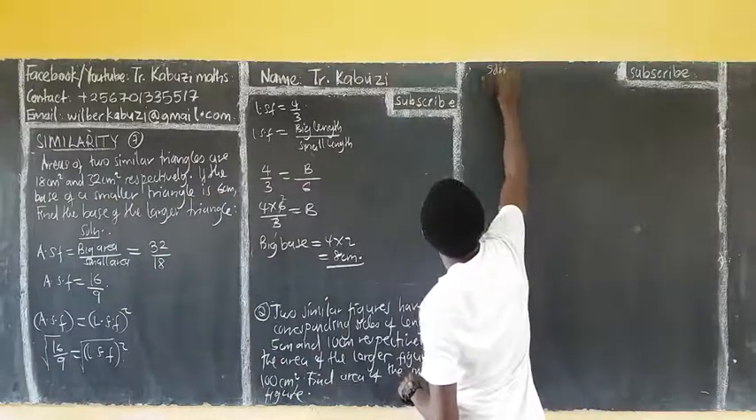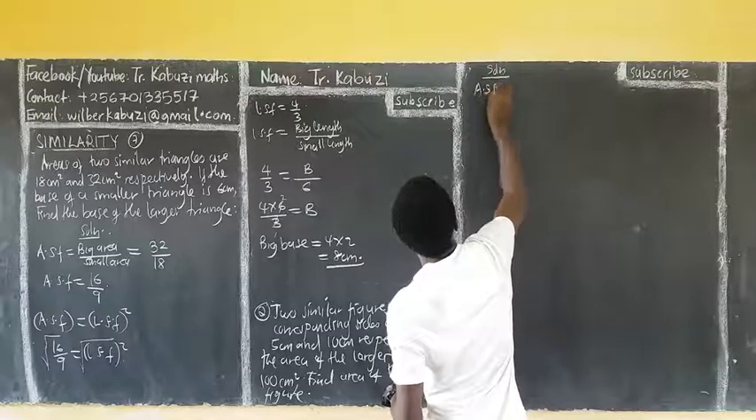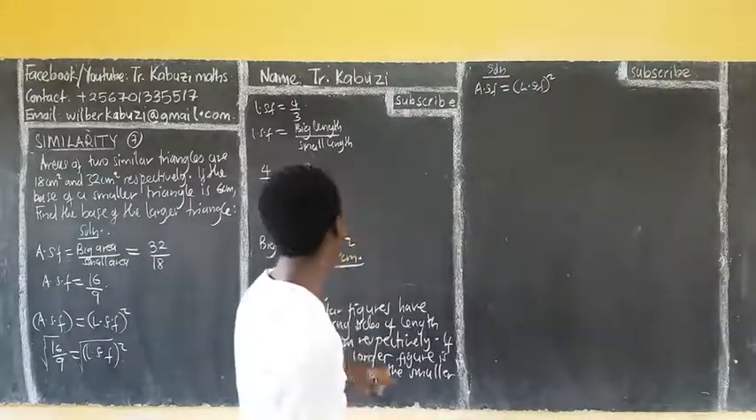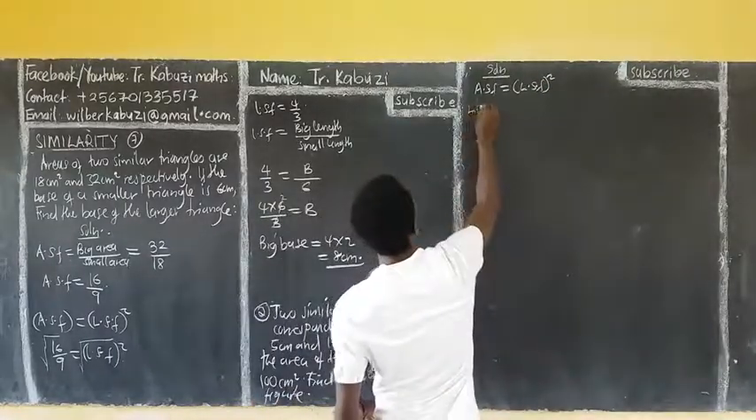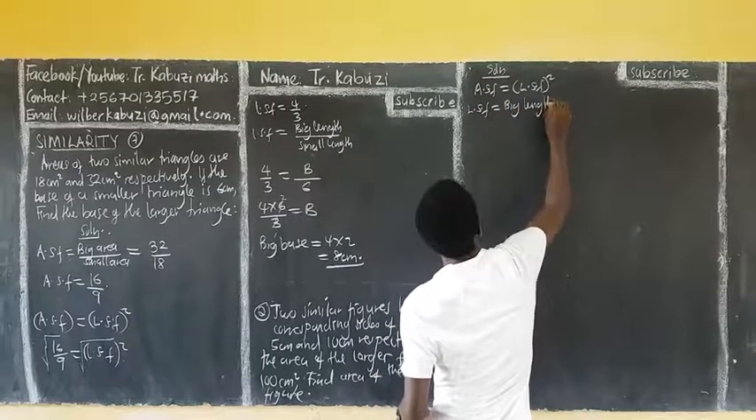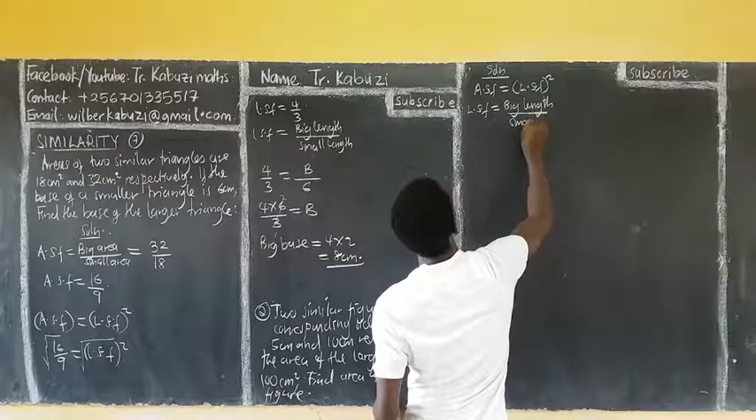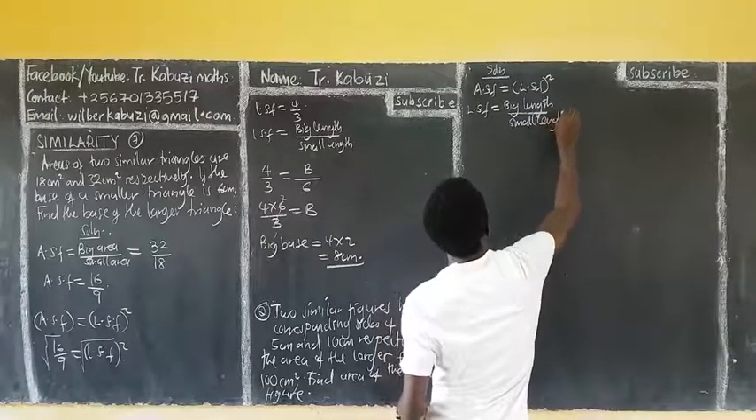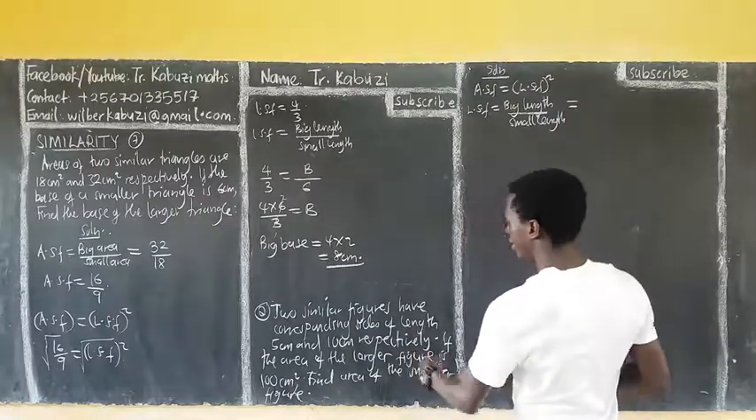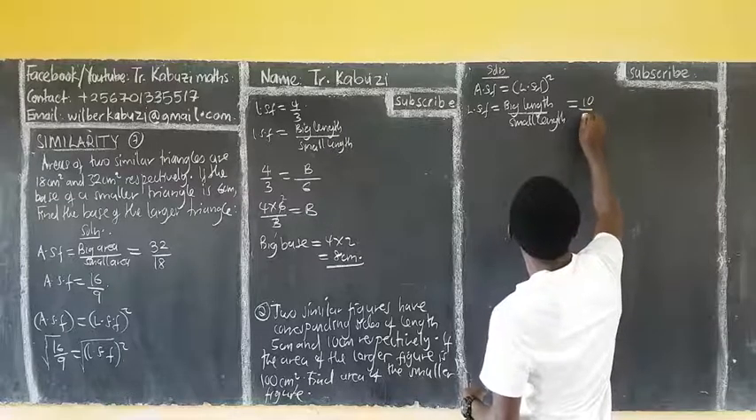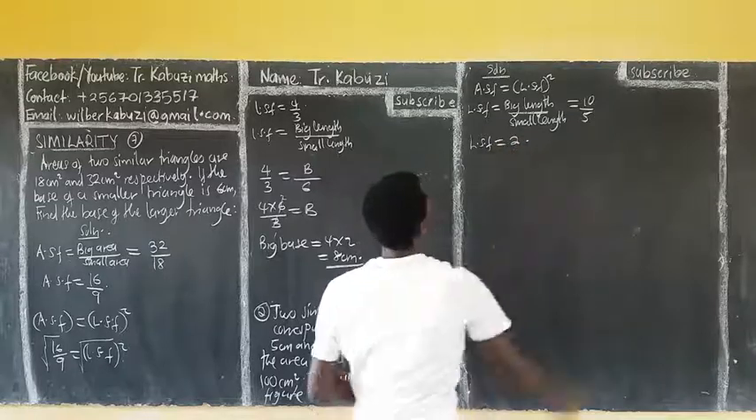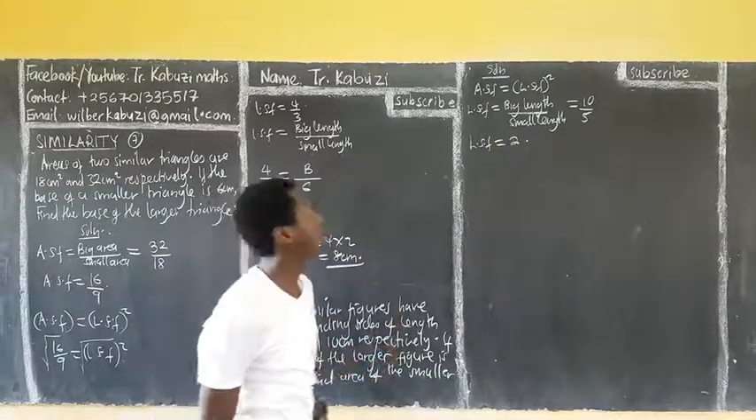So the solution is, I know that area scale factor is equal to linear scale factor, the whole square. So how can I get the linear scale factor? Linear scale factor is the big length over the small length. Our big length is 10, over the small, which is 5. And so now our scale factor is equal to 2. We say they don't have units because these are ratios.